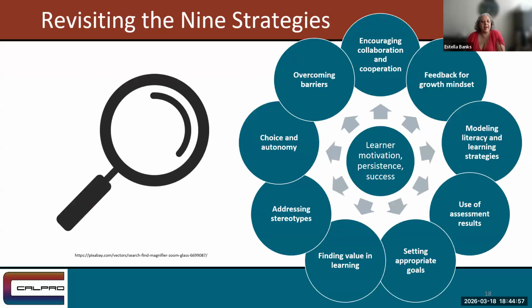Okay, so now as we prepare to close our second webinar, which of the 9 strategies have we discussed so far? So in our webinars, we've explicitly discussed feedback for growth mindset, modeling for literacy and learning strategies, use of assessment results. We've also discussed how self-efficacy and community building is at the heart of motivation and persistence. We've also covered many other strategies online, asynchronously. Do you remember which ones we covered online so far?